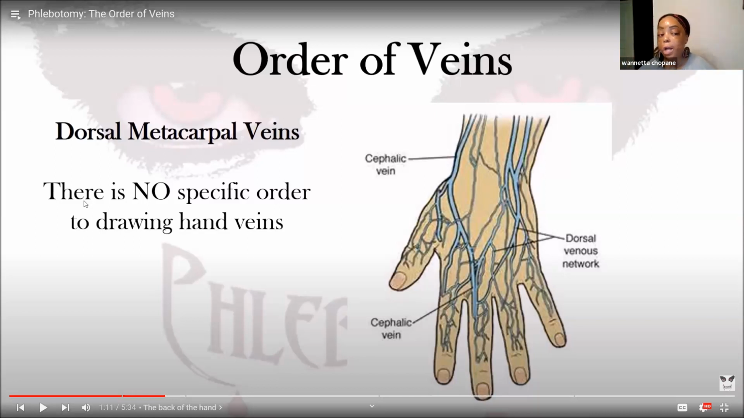So you see right here, there is no specific order to drawing hand veins. You have all these little bitty veins here, and there we go, the cephalic. You see the cephalic comes right here above the thumb, then it curves, and then it goes into a finger, okay? That cephalic vein is a long vein. But if you find any spongy, bouncy veins that I'm going to teach you how to recognize, go for it. There's no order of vein, okay?